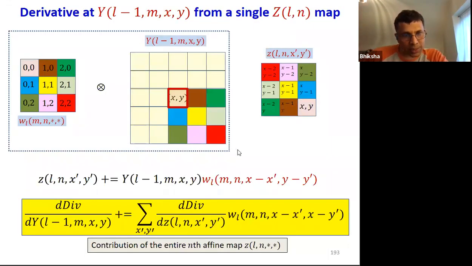Let me go back to this picture, right? So I know that if I want to see the contribution of any x prime, y prime element of y to z x prime y prime, then I'm just going to be multiplying yxy by the weights at x minus x prime, y minus y prime. So ignore the equation for now, okay? Look at the pictures and the colors.